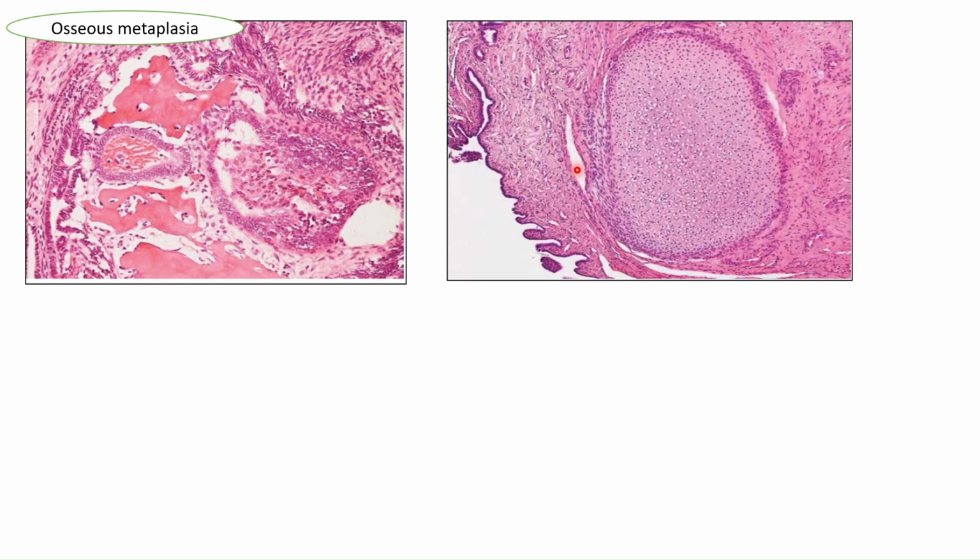So here in this section, we can appreciate endometrial stroma, some glandular component, and the stroma contains some osteoid material. So this is osseous metaplasia. Here, this is a section showing stroma and surface epithelium. Here it is easy to identify because of its benign cartilaginous appearance. So this is cartilaginous metaplasia, and this is a section of an endometrial polyp.